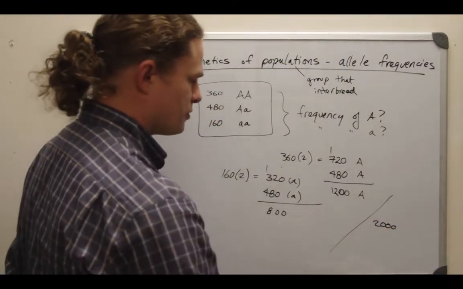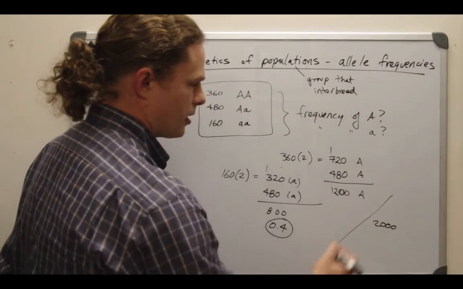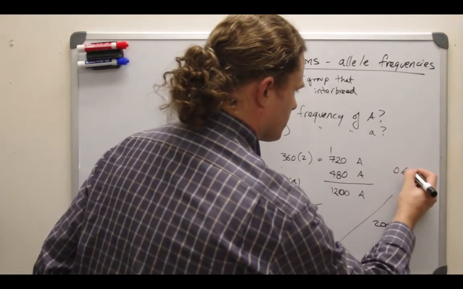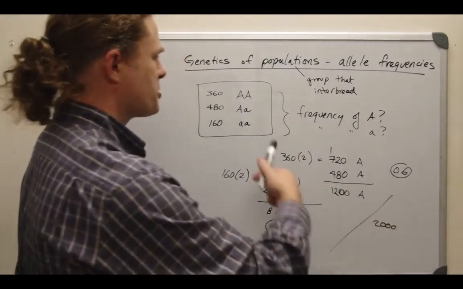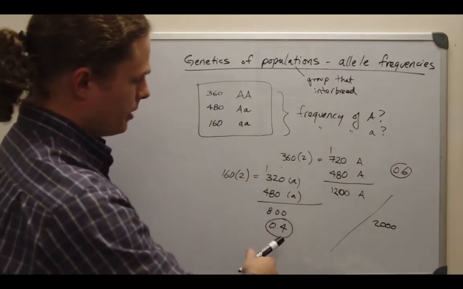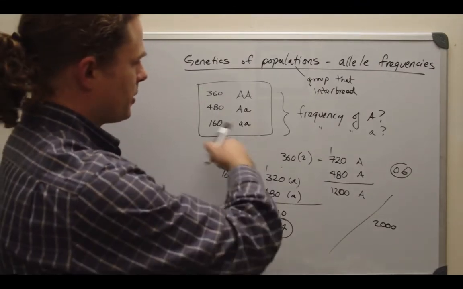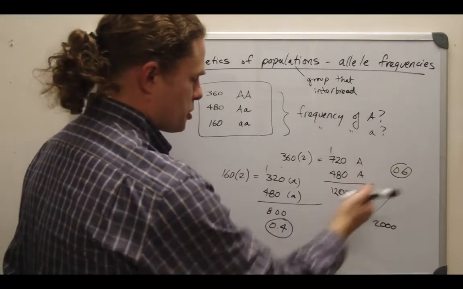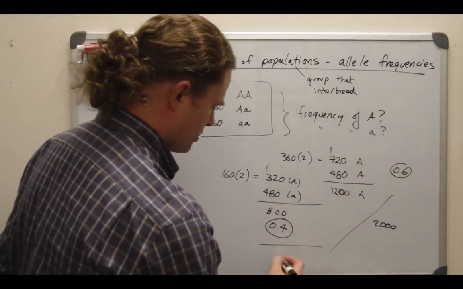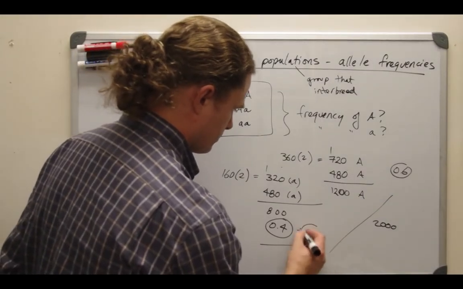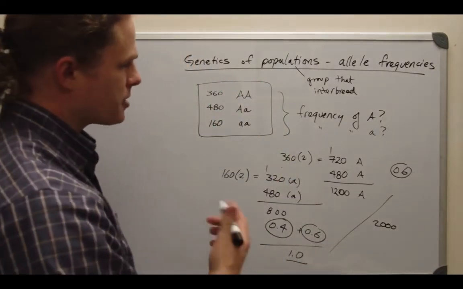So 800 out of 2,000, that's a frequency of 0.4. And 1,200 out of 2,000 is a frequency of 0.6. So we would say the frequency of the big A allele is 0.6. 60% of the alleles in this population are big A, and the frequency of the little a allele is 0.4, so 40% of the alleles in this population are the little a allele. These two numbers should always add up to 1. Frequencies always add up to 1, and 0.6 and 0.4 indeed do add up to 1, which is the totality of all the individuals in the population. So that's the first method.